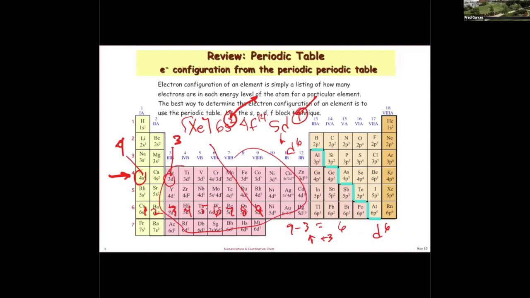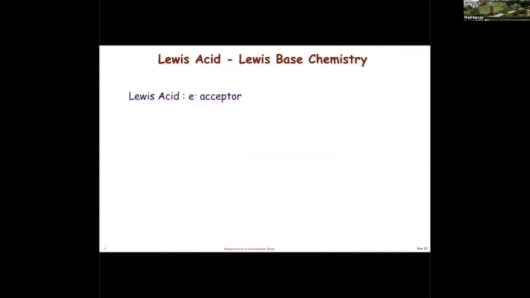Anyway, that's important. Why? Because when we start looking at why different chemicals have different colors, you're going to see how important it is to count d electrons.